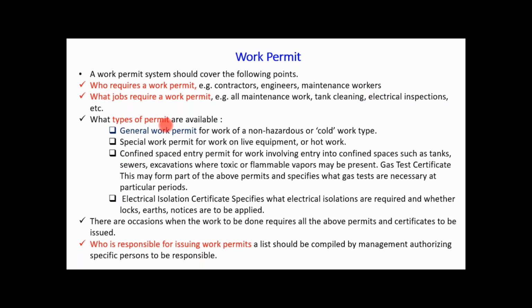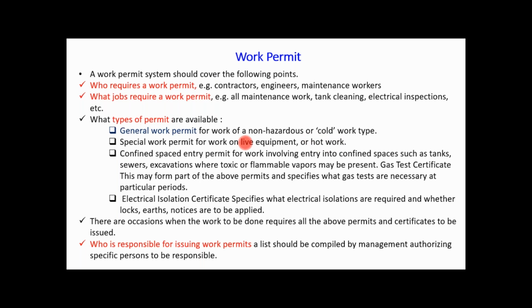Then what types of permits are available? So a general work permit, that is for general work, for work of a non-hazardous or cold work type. So for non-hazardous category work and for the cold work type, we can go for the general work permit system. Then a special work permit for work on live equipment or hot work. That may be the case of a furnace, a forging operation, foundry operations, boiler walls, etc., or a heat exchanger wall. So these are examples of hot work systems.